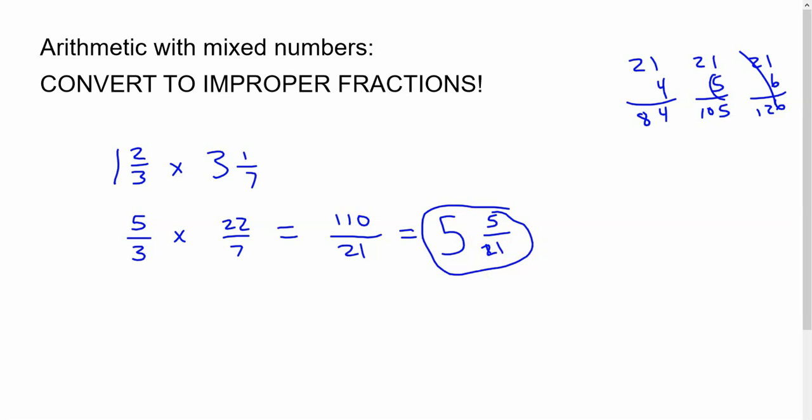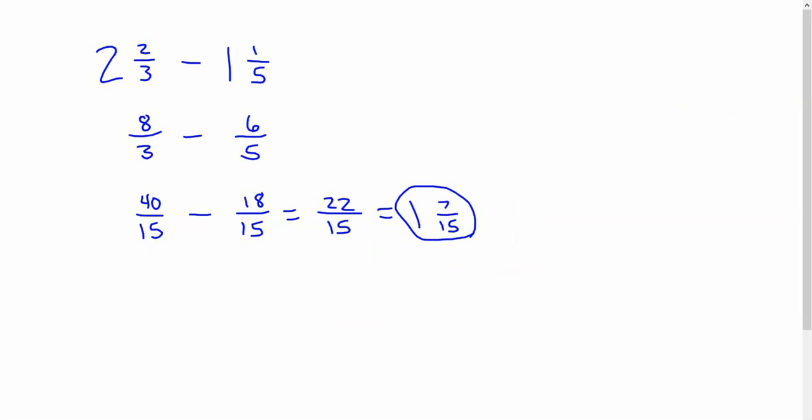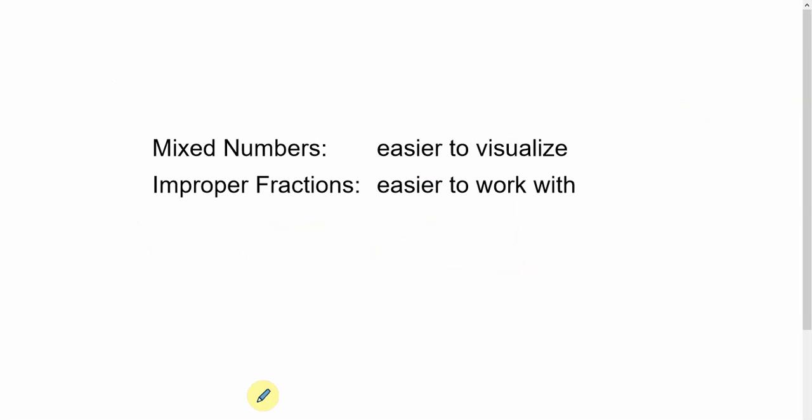So you can visualize 5 plus a little bit of something. So that's why we use mixed numbers. They're kind of like decimals in that regard. They're closer to decimals in that you can immediately grasp how much they are. So they're easier to visualize or think about. That's why we use them, but they're not good for actually doing the work. And improper fractions are the thing you want to be using if you're actually doing the calculation.